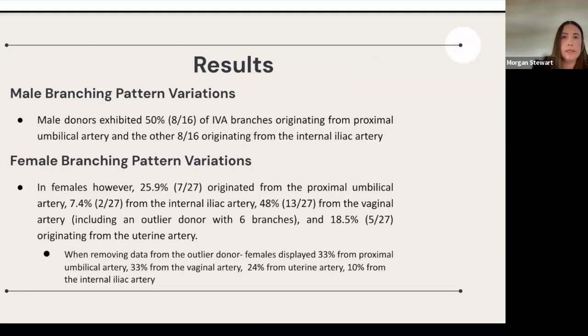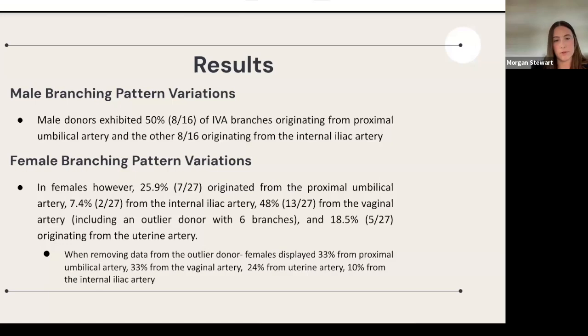For textbook anatomy in males, it's mostly said in the text that it branches off of the anterior division of the internal iliac artery. In my investigations, 50% came off of the proximal umbilical artery, and the other 50% came off the internal iliac artery. That was a bit surprising, because we had learned that it was pretty straight across the board, branching off the internal iliac artery. So that was a bit of a surprise for the male donors.